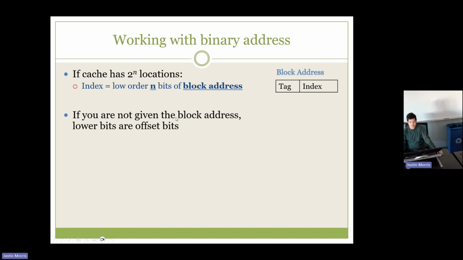So if you are not given the block address, you have to figure out how many of the lower order bits are actually just offset. So it could be a word or it could be a byte address. So you have to pay attention to what you're given, okay? Because if it's a word address, that means that each one of these addresses is referencing 4 bytes, right? If it's a byte address, each one of these is referencing 1 byte. So that can affect your offset.